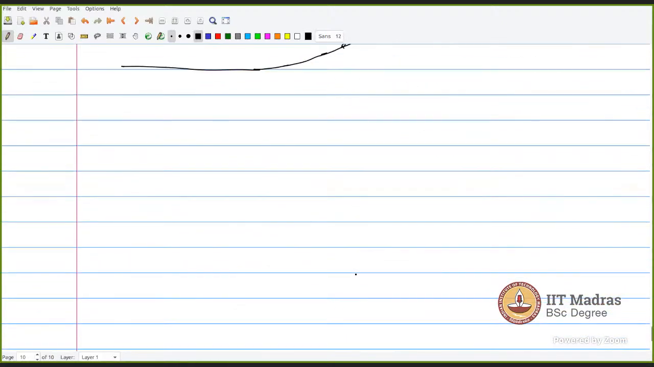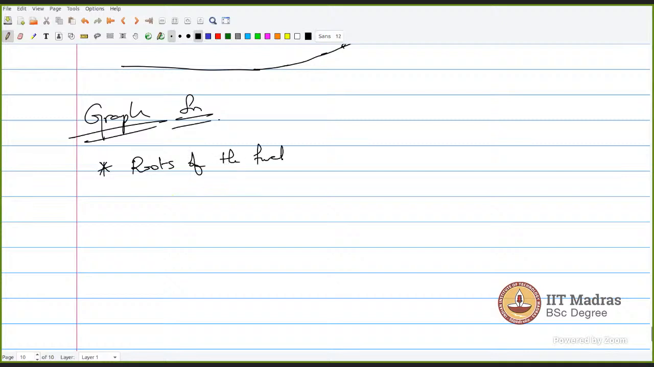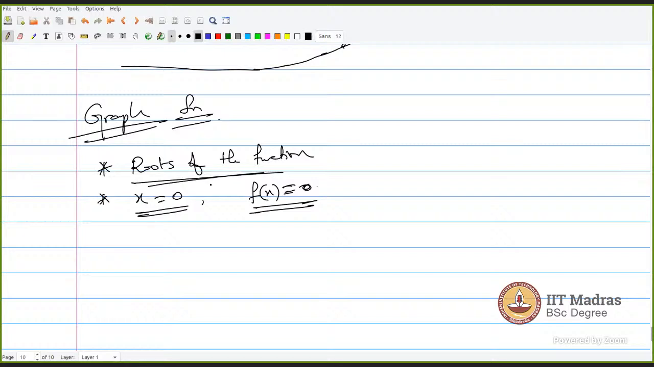So for graphing, what I suggest is, if you want to graph any given function, the first and foremost thing is to check whether there are roots of the function. And take two values: when x equals 0, and when y equals 0. Y equals 0 means f of x is 0. You will get a point from here, and another point from here. If there are roots, you will get some more points from here.